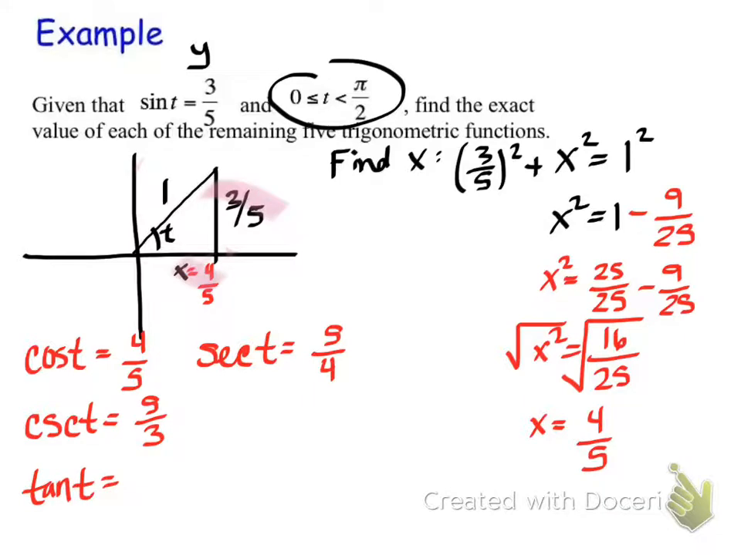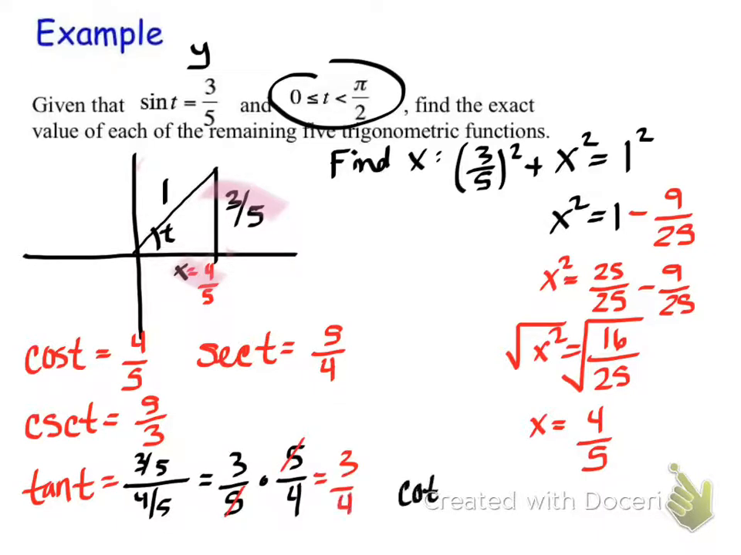Tangent of t, well, that's the ratio between y and x, or the slope of this particular line. So I'm going to do 3/5 over 4/5. Simplifying that by using the idea of multiplying by the reciprocal, I'll cancel the 5's and get 3/4. Last but not least, cotangent will be 4/3, because of course that's the reciprocal of tangent. So those are my 5 trig ratios.